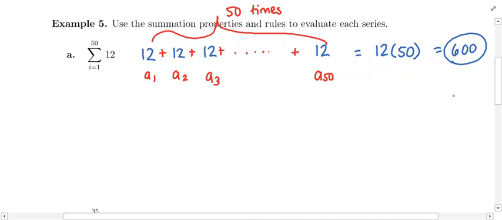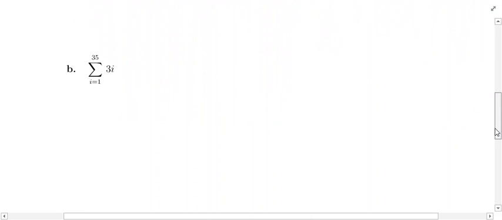Again, I want to keep using that terminology of convergence. This series converges. It's finite. We can add it up. This series converges to the number 600. It adds up to 600. All right, moving on to part B.